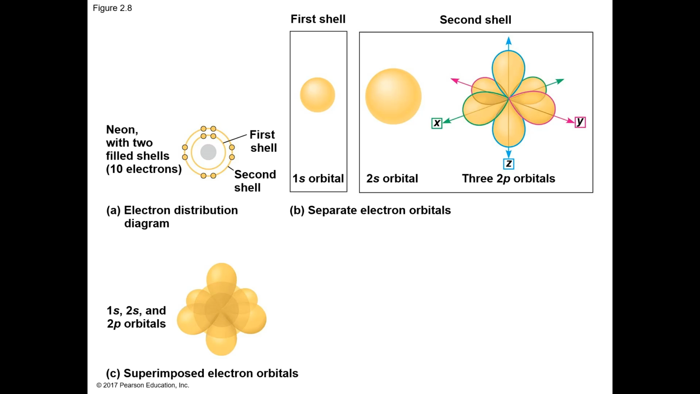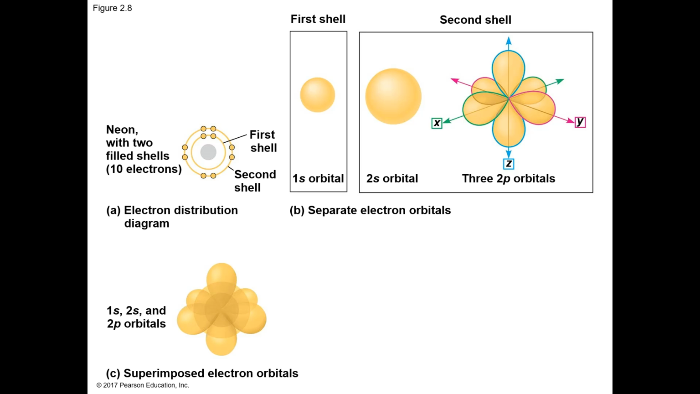So what you end up getting are these kind of dumbbell-shaped orbitals, two along the x-axis, two along the y-axis, two along the z-axis, so it's three-dimensional. So when you superimpose all of these, neon's got 10 electrons. You'll get what's in diagram C there, the superimposed electron orbitals. That innermost orbital there, that's the 1s with 2 electrons in it. And then you have the 2s, which is slightly larger, and that's got an additional 2 electrons in it.